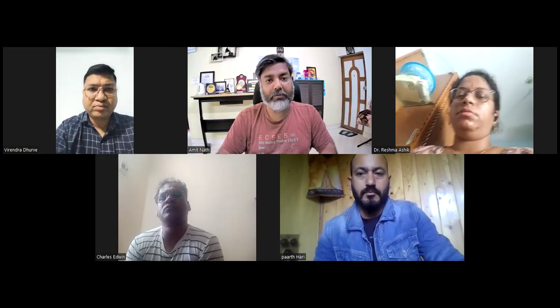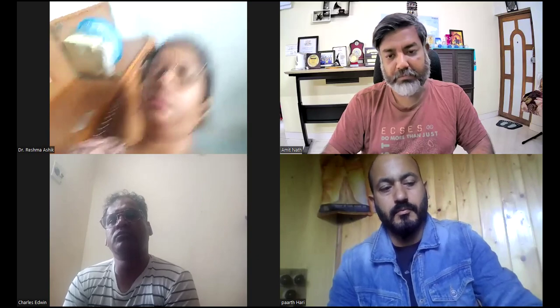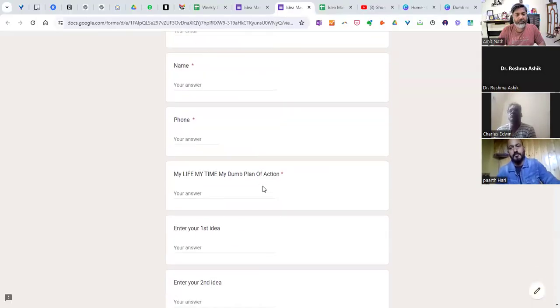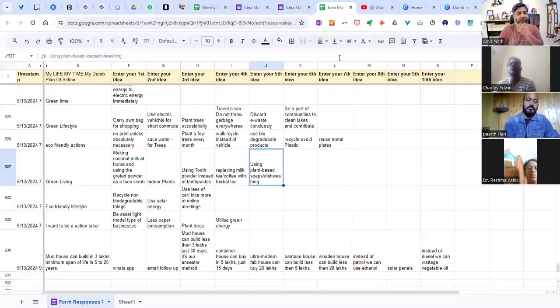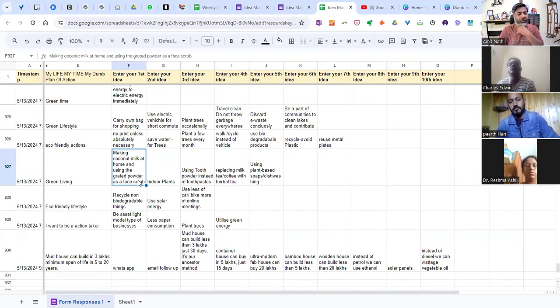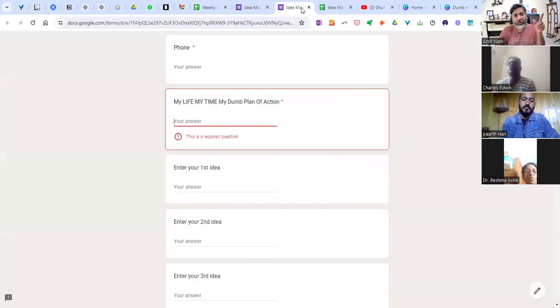And now today, what you need to do is in this form, I want you to write down here, select one of the eco-friendly ways of lifestyle. It can be anything. It can be like building a mud house or whatever. It can be anything from here. So making coconut milk at home using grated powder and as a face scrub. So using some organic stuff. It can be anything. So select one.